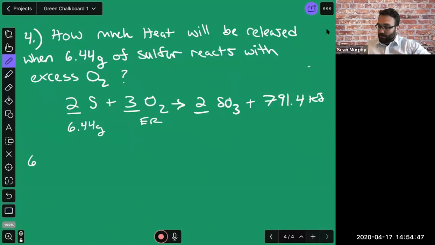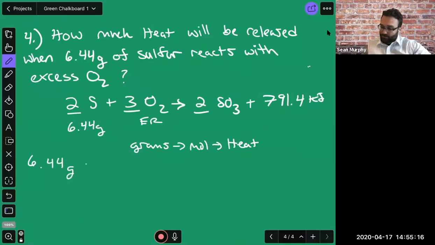So we are going to go from grams. This is the process that we're going to do. We're going to do grams. Remember, we're always going to do moles, and then we're going to do heat. Okay, so we have 6.44 grams of sulfur. Grams of sulfur is on top, grams of sulfur is on the bottom. And on the periodic table, sulfur weighs 32 grams.